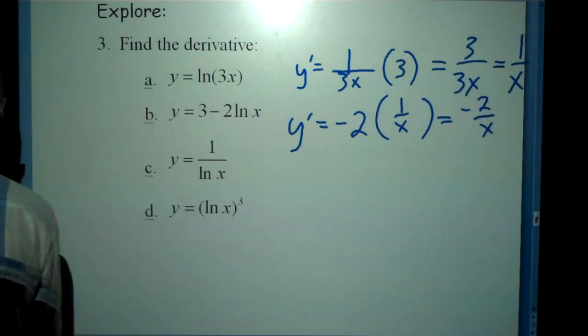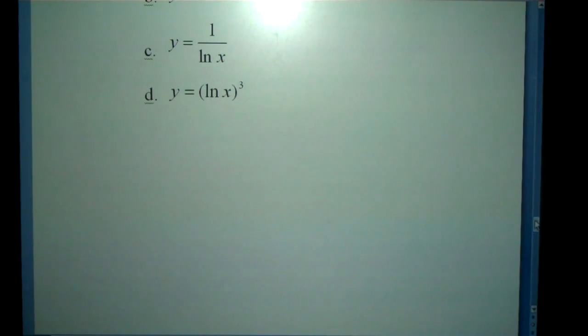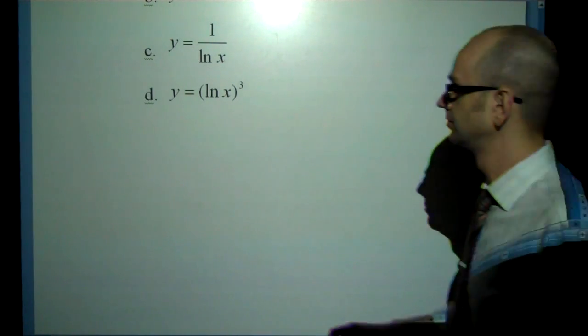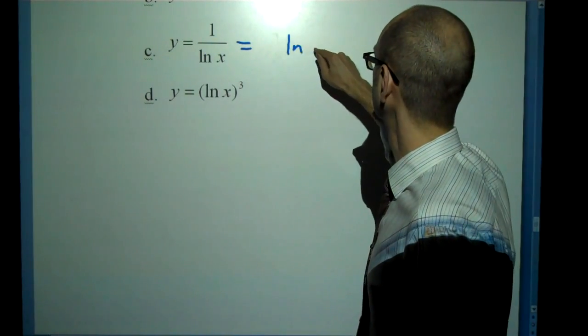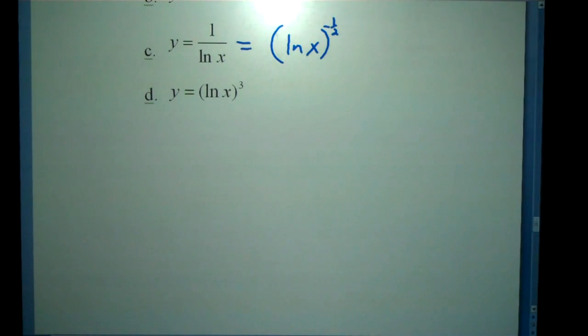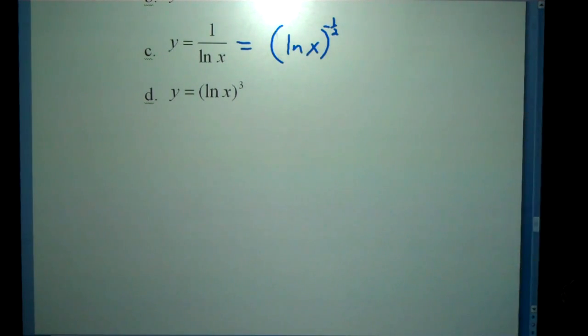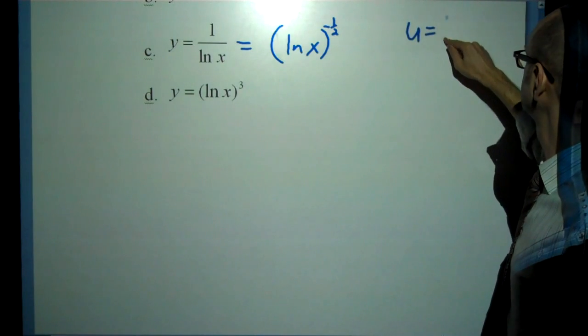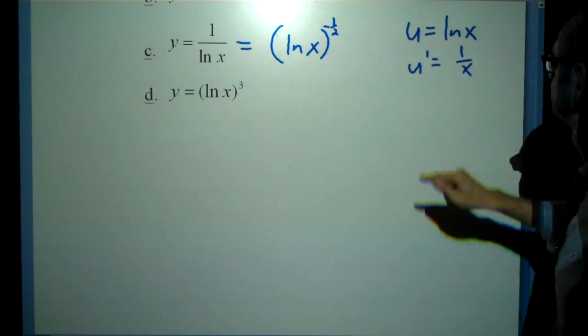Alright, I'm going to clean up the board here. This next one, we have a little bit of chain rule going on. We can rewrite this as natural log of x to the negative 1/2 power. You could probably use quotient rule here as well, but I think this is going to be much easier. So we've got some stuff to the negative 1/2 power. So we're going to let u equal that stuff, natural log of x. The derivative of u is 1 over x.